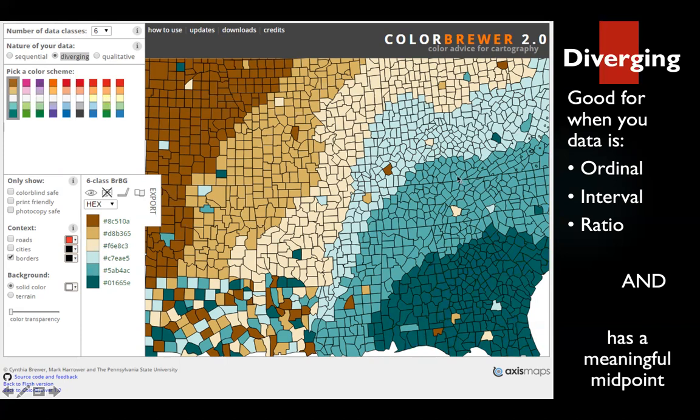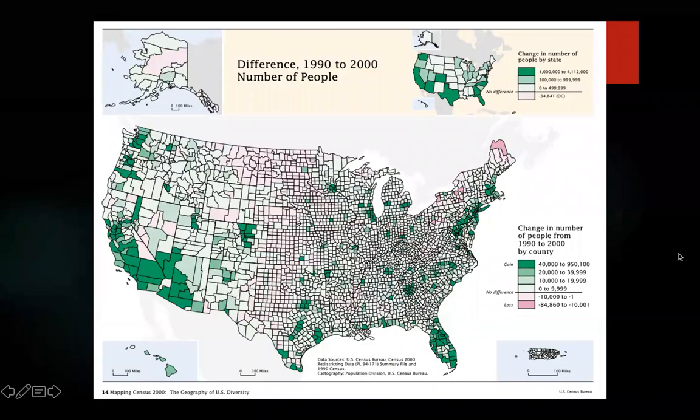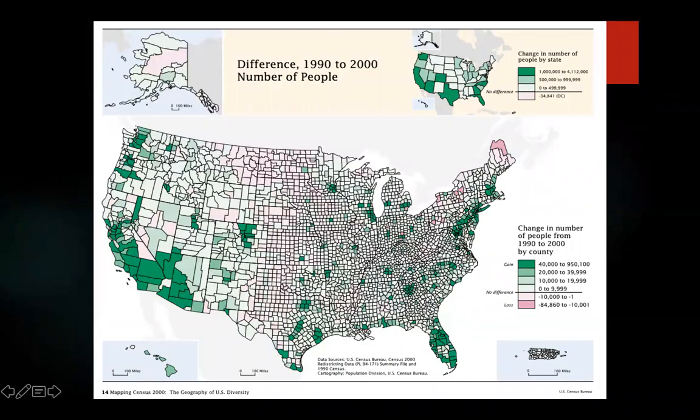What is a meaningful midpoint? Well, for instance, in this map, we have counties that gained people. So this is from the US Census, and we have counties that lost people. So the counties that gained people are everything from where there's no difference to where there's a positive increase. And places that lost people go from where there's no difference as your meaningful midpoint to a serious loss in numbers of people.